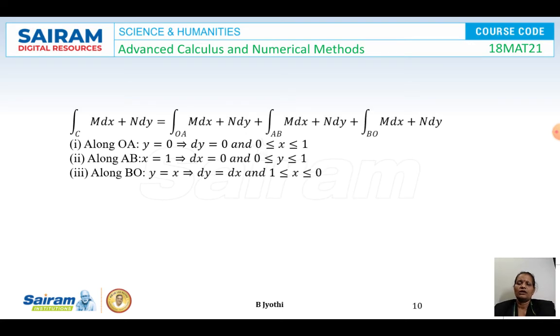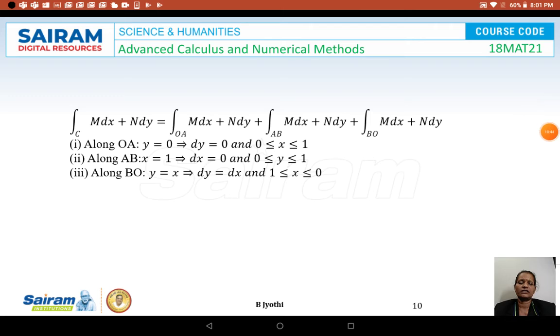So now with the Green's theorem, if we are taking, that is the integral of m dx plus n dy is equal to the integral of m dx plus n dy along OA plus along AB m dx plus n dy and along BO m dx plus n dy. Along OA, if we observe y is 0, therefore dy will be 0 and x is varying between 0 to 1. I'll just draw this and then show you again.